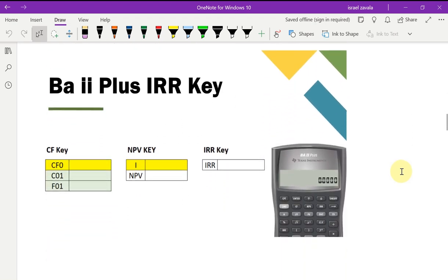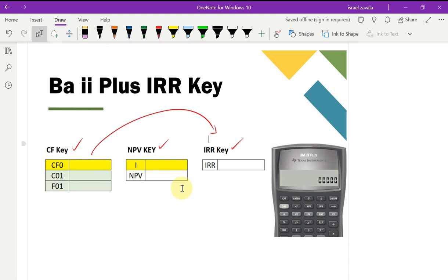Now, let me introduce you to the BA2 Plus internal rate of return keys. As you remember last time, we went over the cash flow key and the NPV key, and the internal rate of return is what I'm introducing today. Now, you can go directly from the cash flow key to the internal rate of return key. You do not need to put anything in the NPV key, okay? So I just want to state that, but we're going to be doing NPV problems here as well. One can build on top of another.